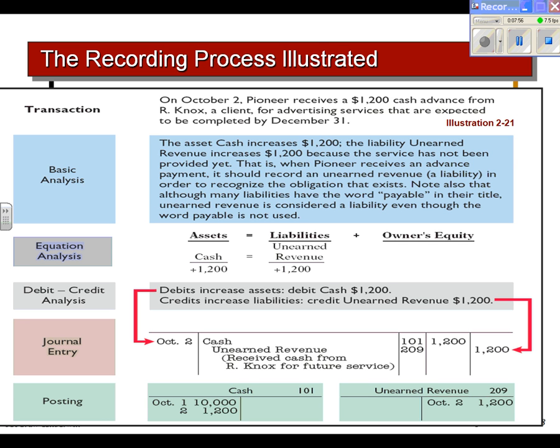Then I'm going to take that journal entry and I'm going to post it. So if you look at our cash T account in the ledger, we see our first transaction of October 1st where we debited 10,000, we received 10,000 from the owner. But then also October 2nd now, I have this other transaction that I'm going to post of 1,200 debit. Look on the right side, there's the unearned revenue account. It's a liability account. So I'm going to credit that for this transaction on October 2nd. So that's where you're posting. First, you're going to create the journal entry. Then you're going to go to each specific account and post that entry to it.